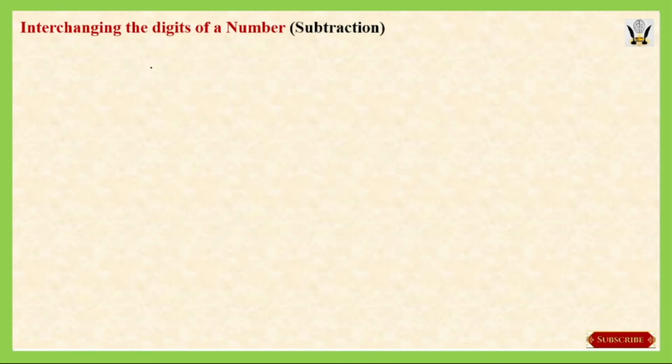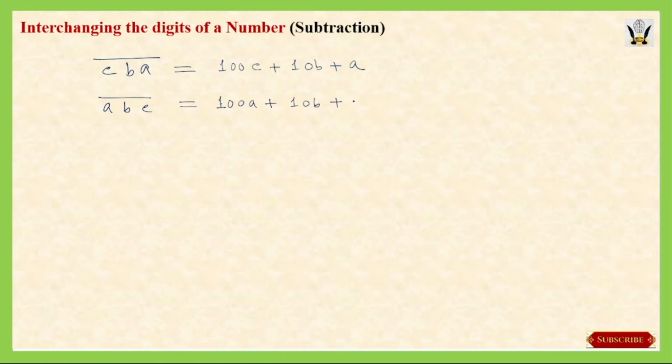So here again we will take a 3-digit number, say ABC. So it will be further expressed as 100A plus 10B plus C. And now what we will do, we will interchange the digits of the first position and third position. That means the new number will be CBA. So it can be further expressed in expanded form like this.